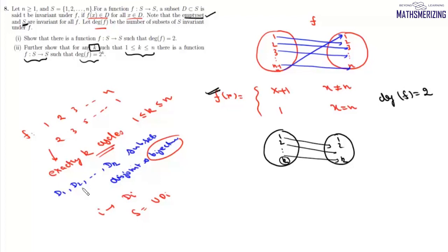Now each invariant subset of this function will be a union of some Di's. In how many ways can you find a union of Di's? So for any subset, for each Di, we have two options. So for D1, we have two options. For D2, we have two options. And for Dk, we have two options. So the total number of such invariant subsets will be simply 2 to the power k. That means the degree of f will be 2 to the power k. So there exists a function f from S to S such that the degree of f is simply 2 to the power k.